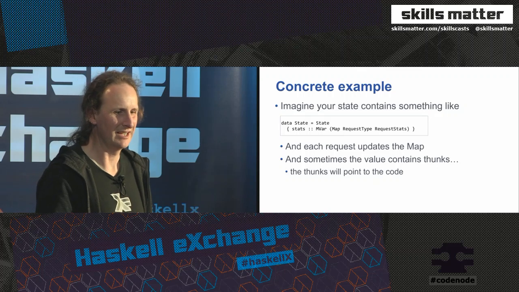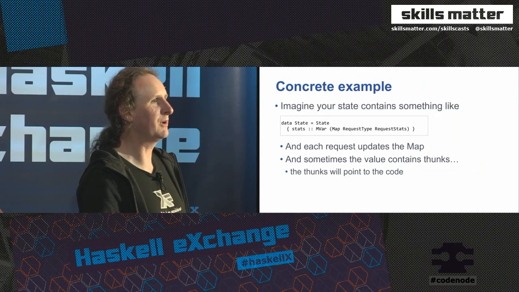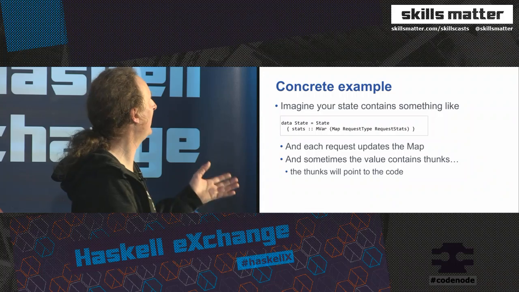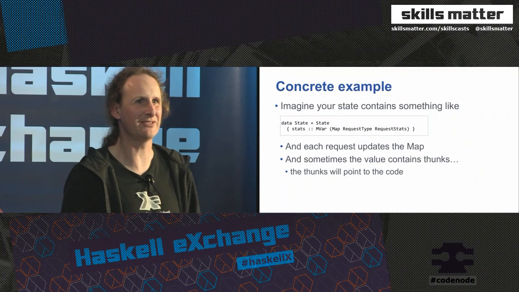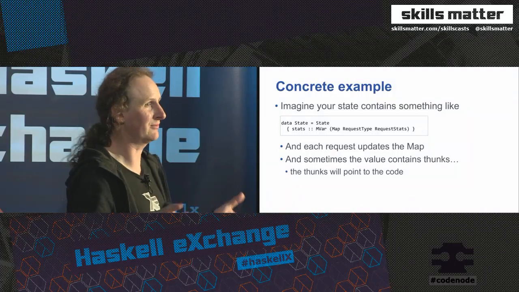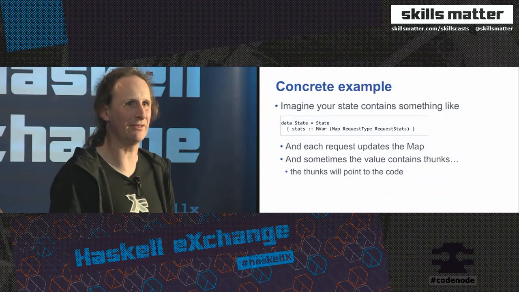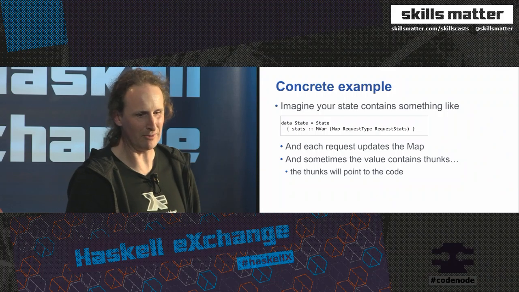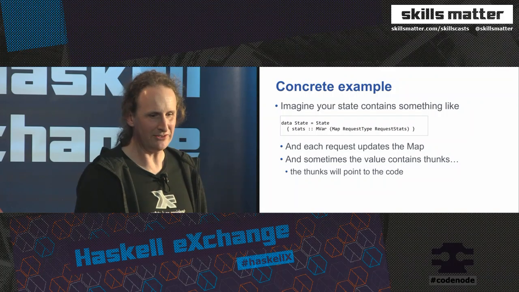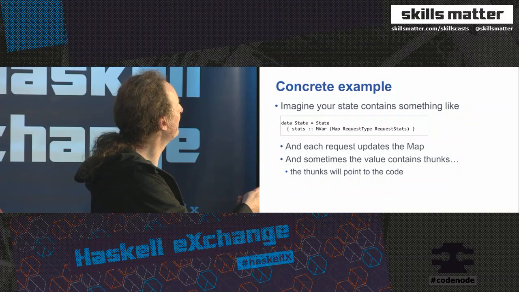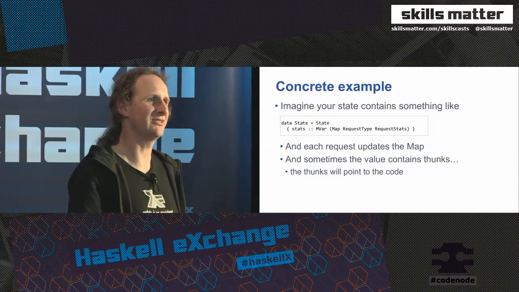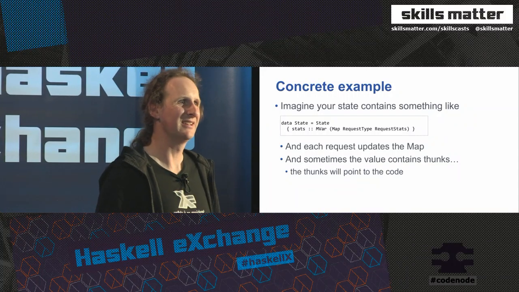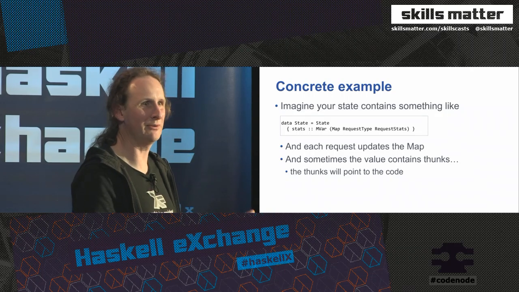Here's an example. Imagine your state contains something like, well, I want to keep some statistics about requests. Maybe I have a map from request type to stats about that request. That's a perfectly reasonable thing to do. You might want to keep information about what's been happening on the server so you can aggregate the results somewhere and use that for optimization. So that's reasonable, but this is a mutable thing, an MVar. So if we add something to this map, and perhaps we don't evaluate it far enough, perhaps it has a thunk in it, then that thunk is going to refer to code in our shared object, and now we've got a leak.